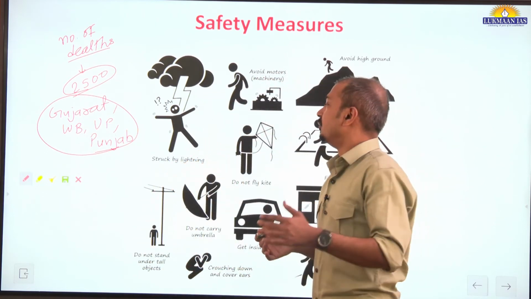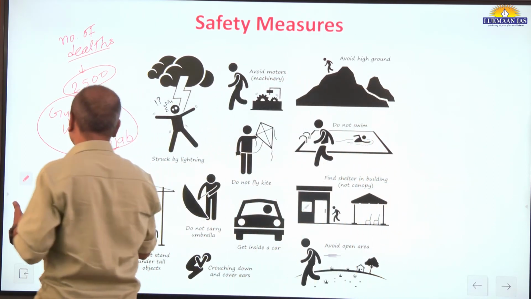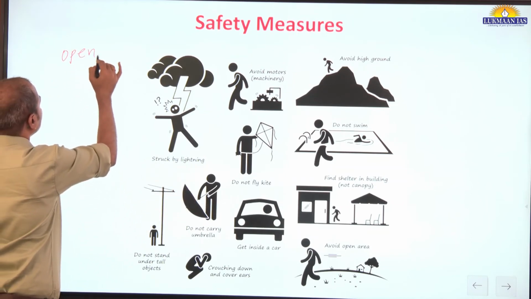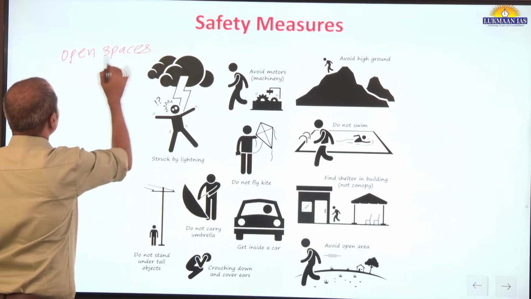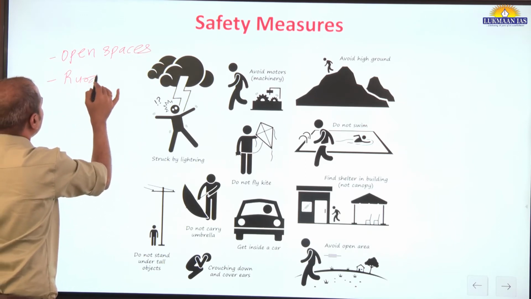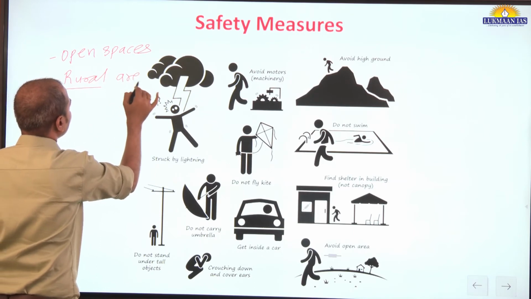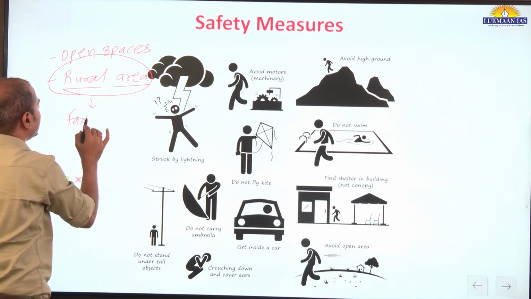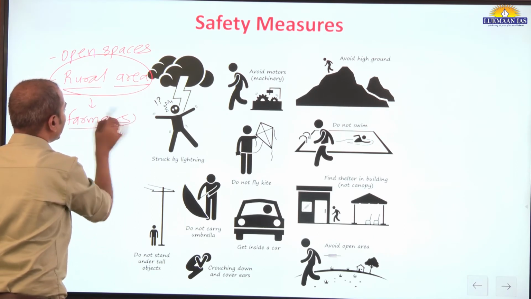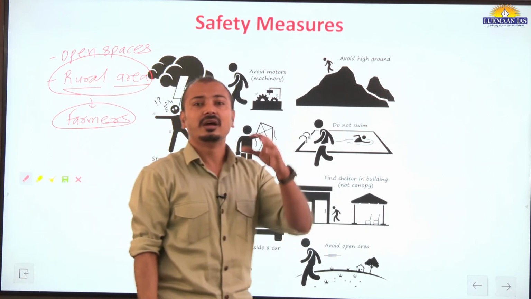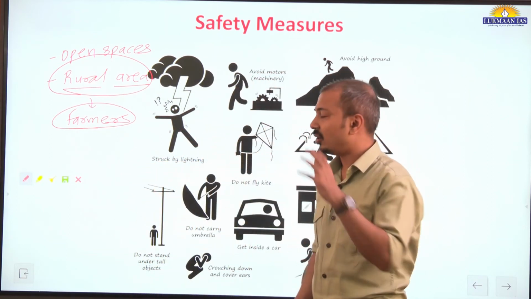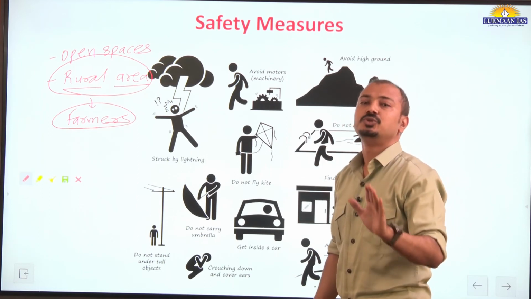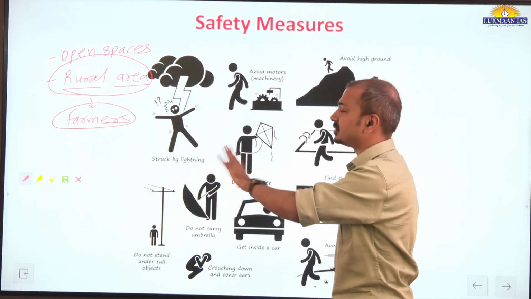At the same time, we should also understand which are the more vulnerable areas in general. So, open spaces. Rural areas are also more vulnerable because more open area is there, and in rural areas the farmers are continuously working in the open field. So they are more vulnerable when lightning is striking the ground. Okay, so all these aspects you should know. These are part of the threats you should know.